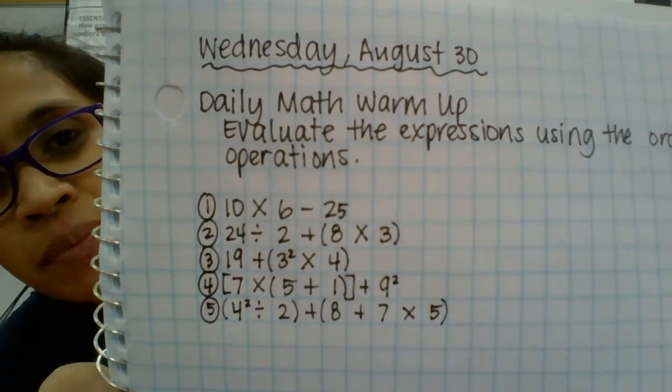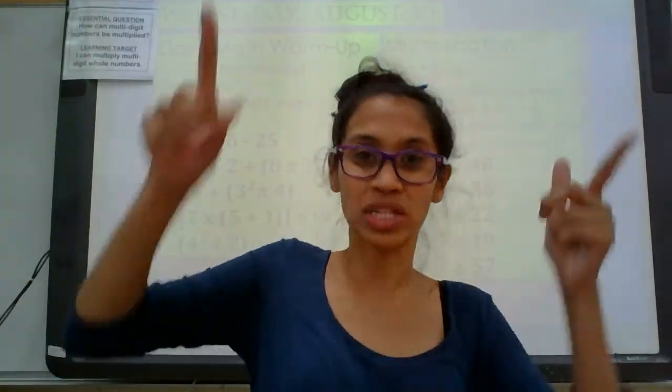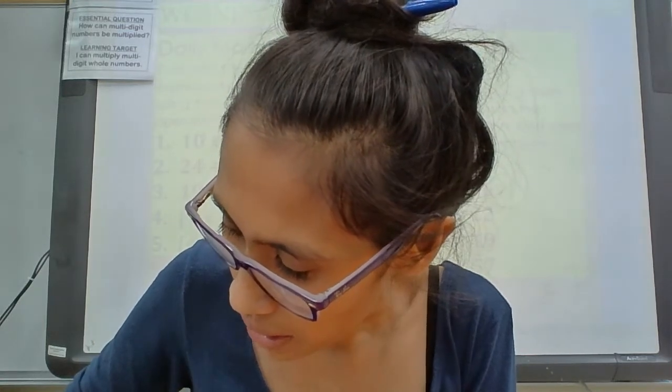All right, are you ready to begin? Let's begin. This is going to be live. Well, not exactly live. I'm recording it live to myself, but I am recording it while I'm doing the work. So let's get started. Go ahead and write number 1, 10 times 6 minus 25.